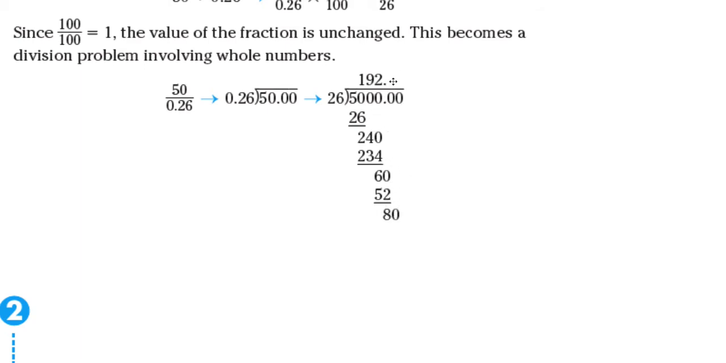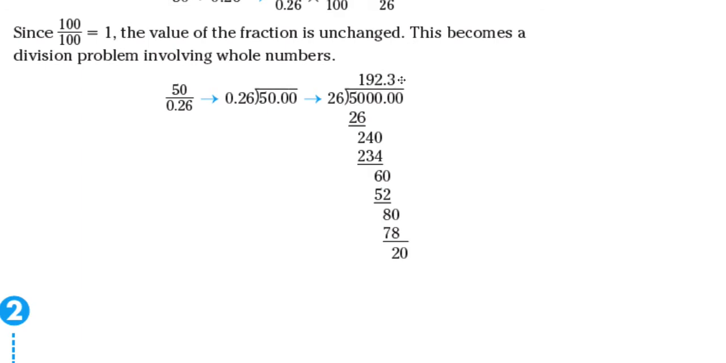Our next answer would be after the decimal. So how many 26 is going into 80? That would be 3. 3 times 26 will give us 78. Subtract that, and that will give us 2. Bring down another 0 right there. And how many 26 is going into 20? Okay, that would be 0.